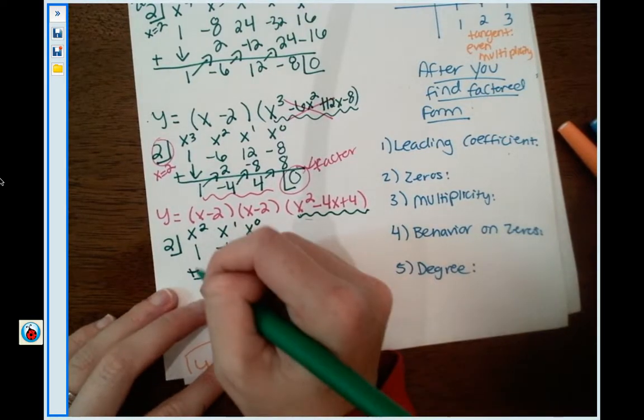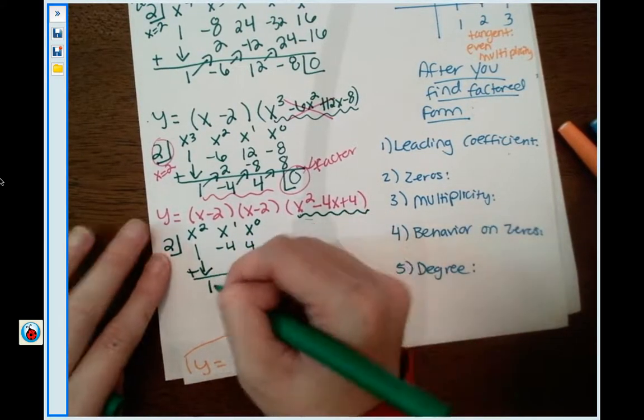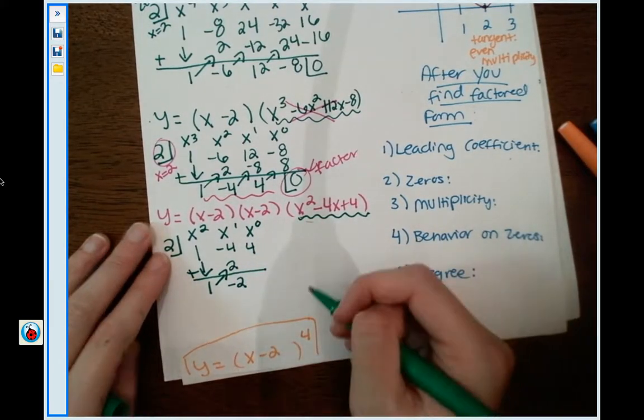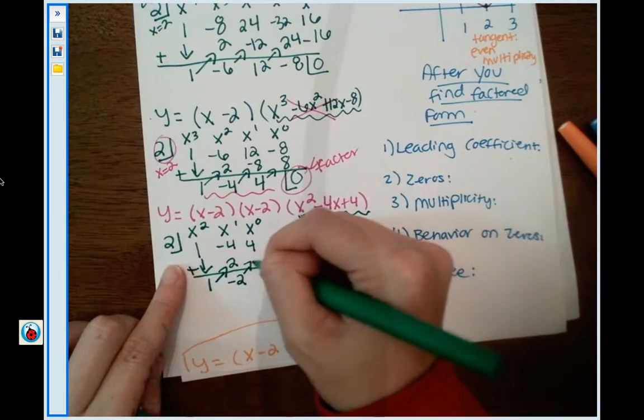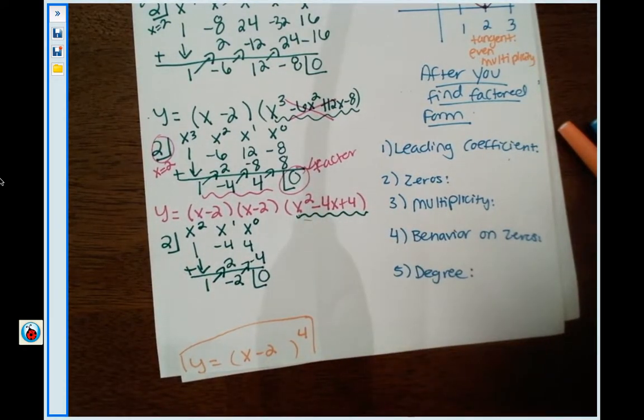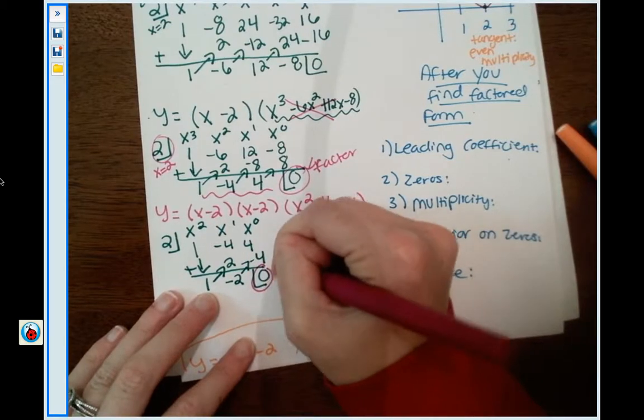Let's do this thing. Bring my 1 down. 1 times 2 is 2. Negative 4 plus 2 is negative 2. Negative 2 times 2 is negative 4. And guess what, you guys? Incredible. We got 0 for our remainder. So this tells me we have spotted another factor. Yay.